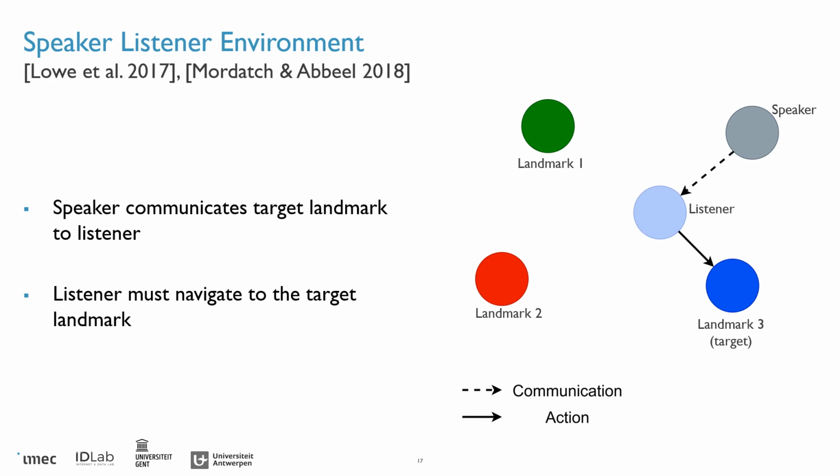The next environment that we will look at is the speaker-listener environment. In this environment, we have two agents, the speaker agent and the listener agent. The speaker agent will observe which of the three landmarks is a target landmark, and it then has to communicate this information to the listener. The listener will interpret this message and then has to navigate towards the target landmark.